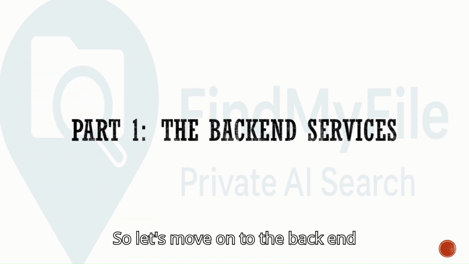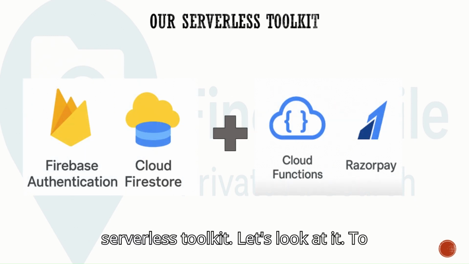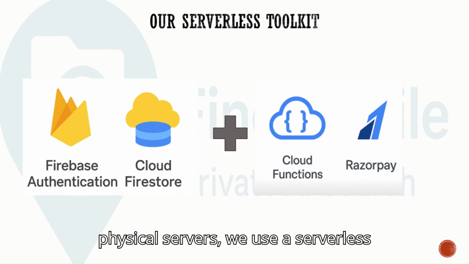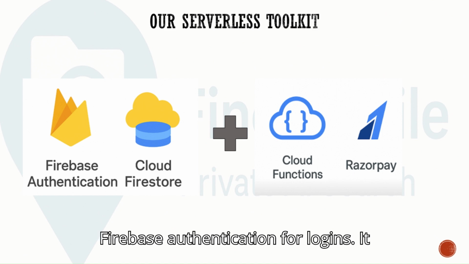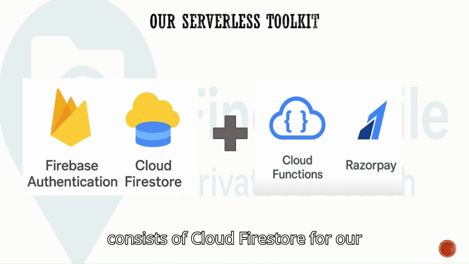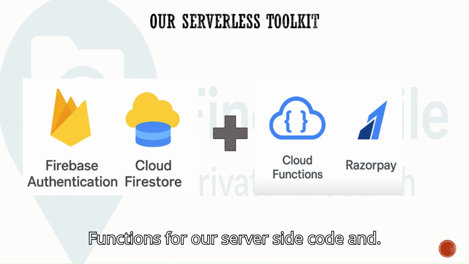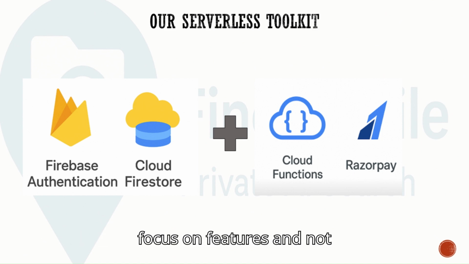So let's move on to the backend services. Our serverless toolkit. To build our backend without managing physical servers, we use a serverless approach. Our toolkit consists of Firebase Authentication for logins, Cloud Firestore for our databases, Cloud Functions for our server-side code, and Razorpay for payments. This allows us to focus on features and not infrastructure.